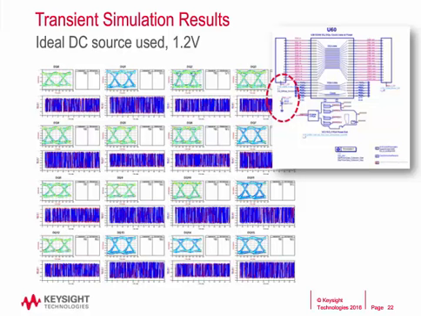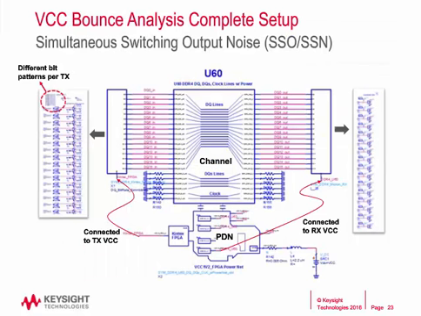Right, this is the complete setup for VCC bounce. Now you see the difference, which is related to the connection between the transmitter and receiver to the PDN. Instead of using an ideal 1.2 volts DC bias, the transmitter's VCC pin and receiver's VCC pin are directly connected to the PDN. Of course, the VRM is also connected to one of the pins of the PDN network.